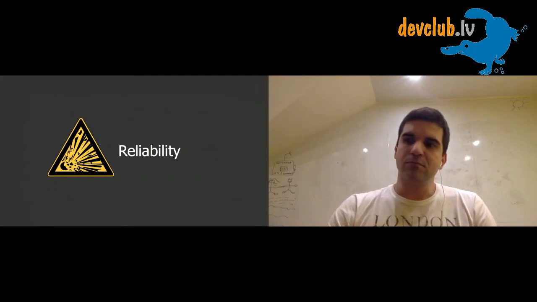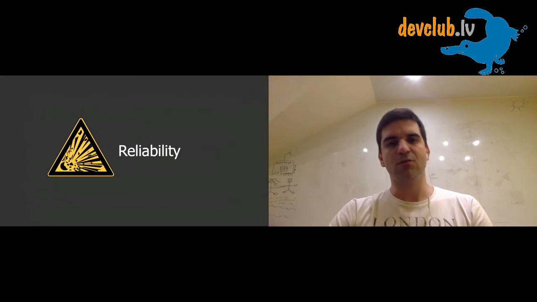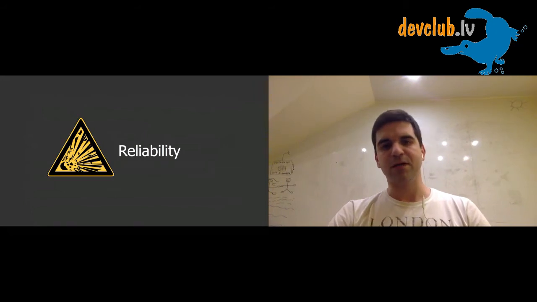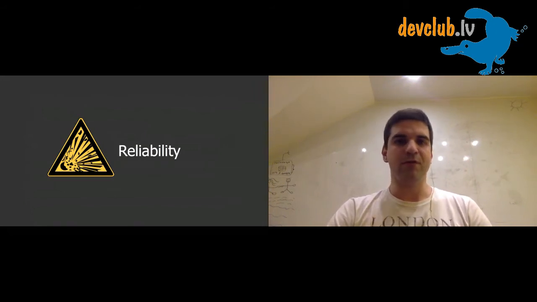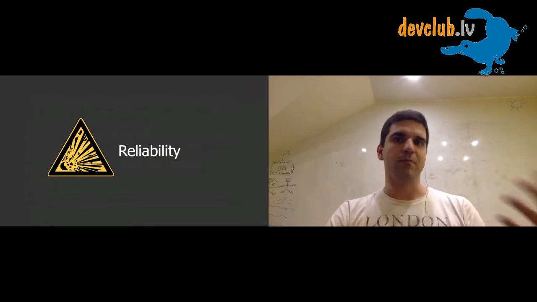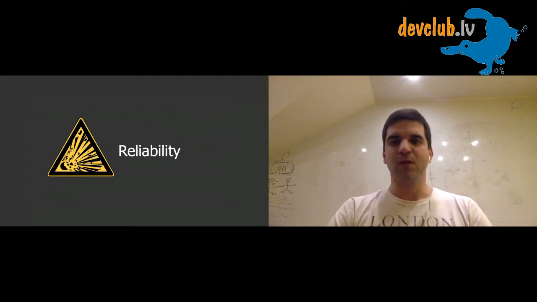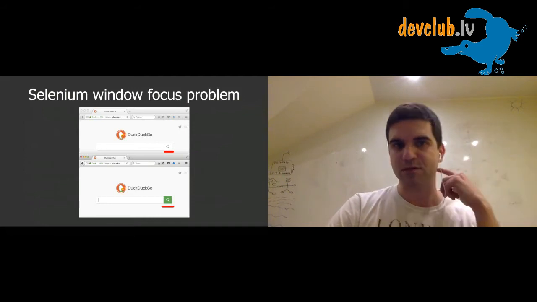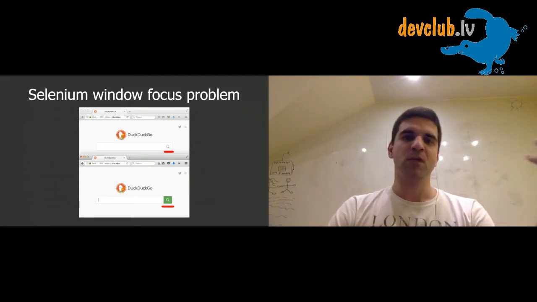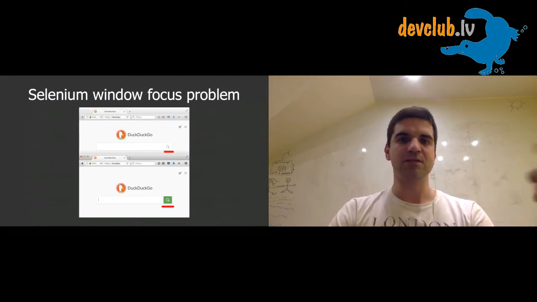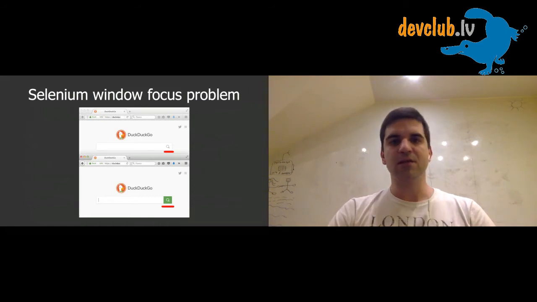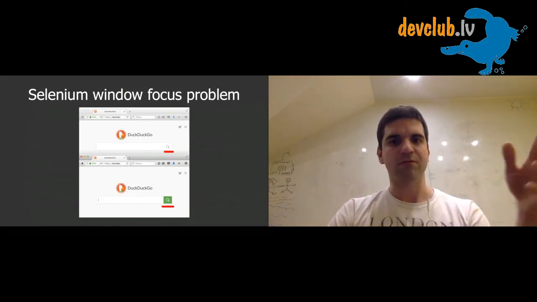And I think most of you already know that if you try to run your real tests using Selenium Grid, sooner or later you will face one of the instability problems. So your tests can easily become unstable. For example, you can encounter the so-called Selenium window focus problem. That means that if you try to run your tests in parallel in several browser windows, sooner or later your test cases can become flaky.